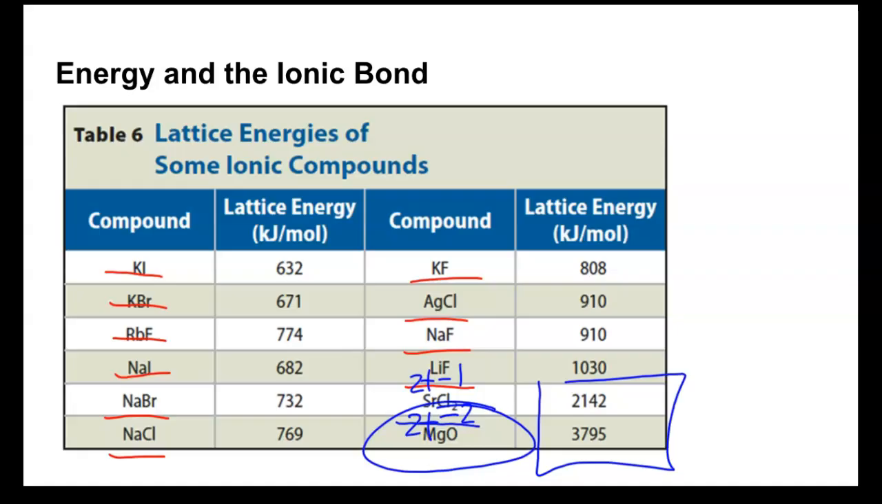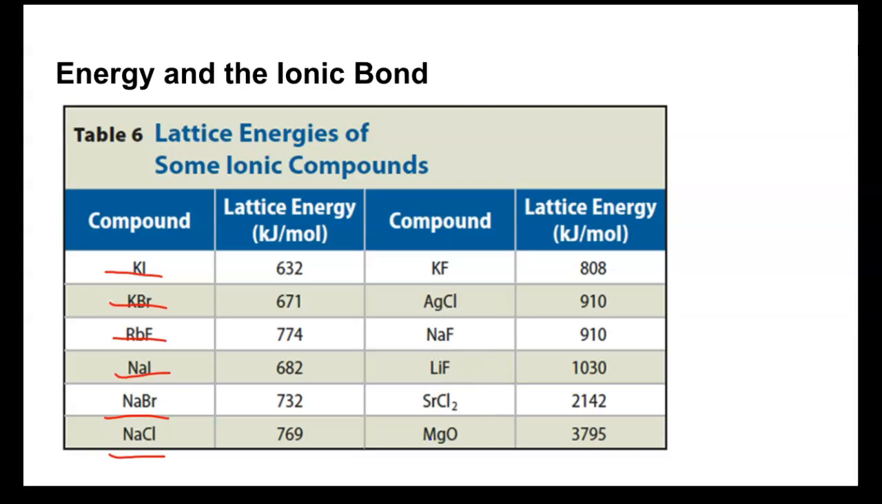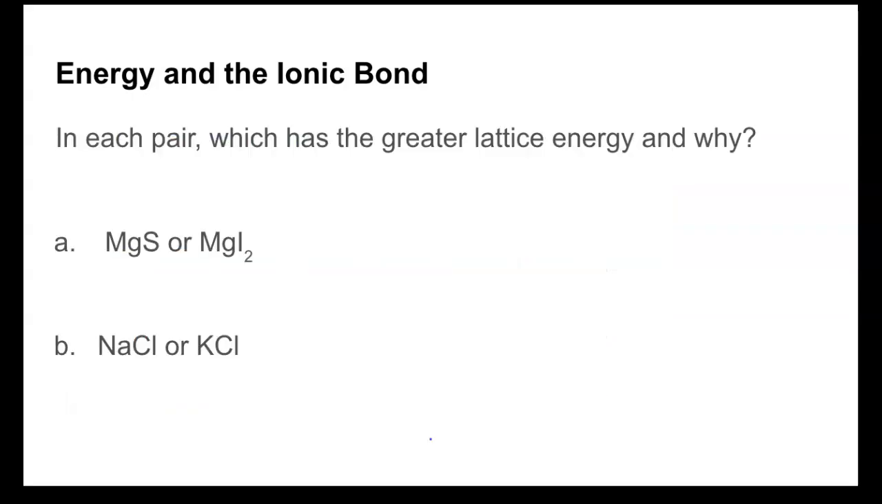All right, that's it for the notes. Before we go, let's just take a look at 2 examples. And the 2 examples I want to look at are these 2. So it says in each pair, which has the greater lattice energy and why. So if we look first at MgS or MgI2, okay, you guys, it has nothing to do with the fact that strontium and iodine are in different areas of the periodic table. It has to do with the strength of attraction, the charges.